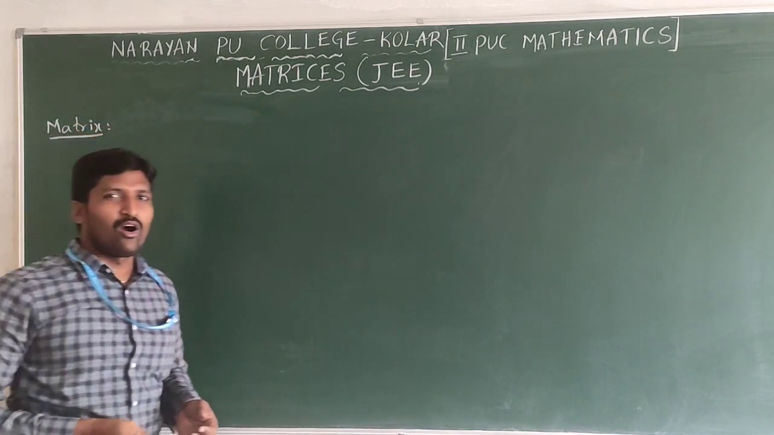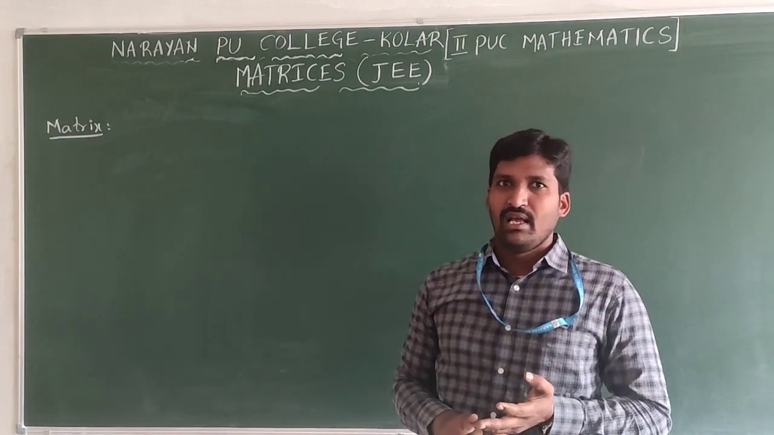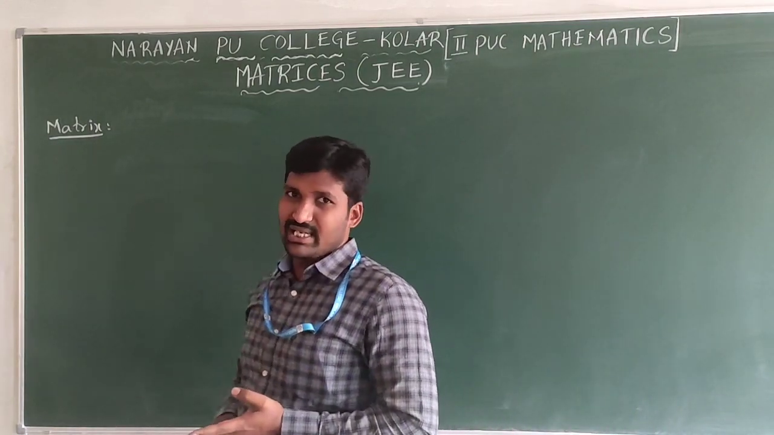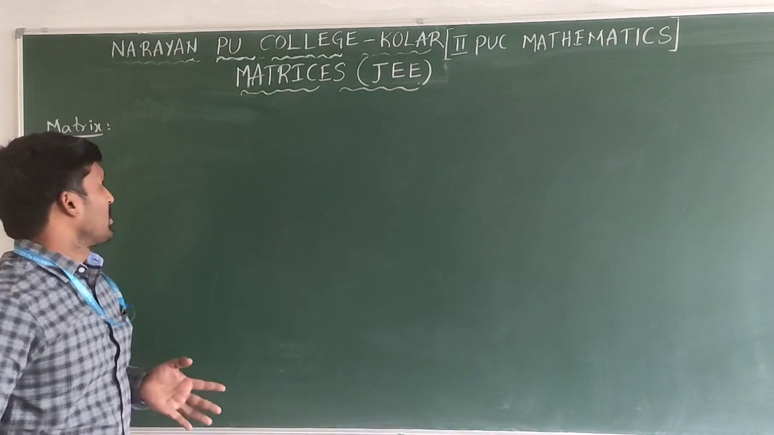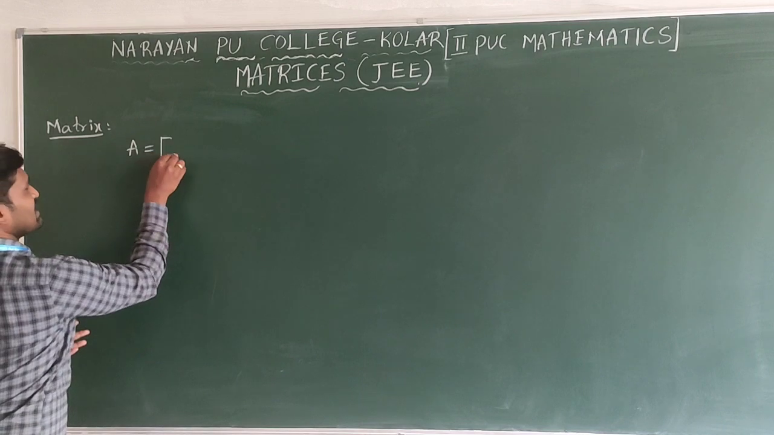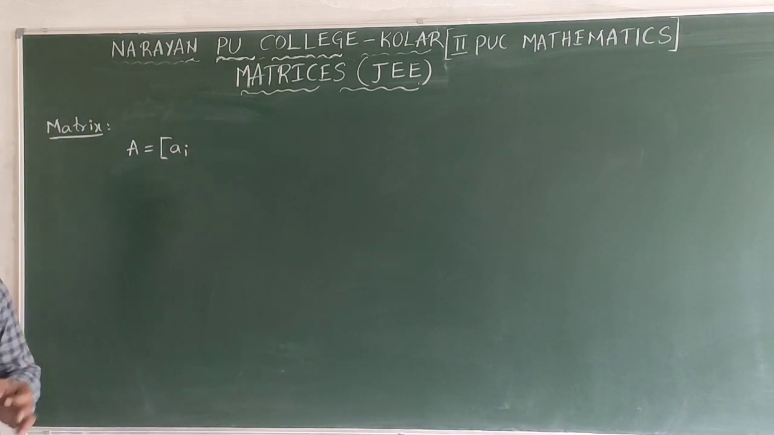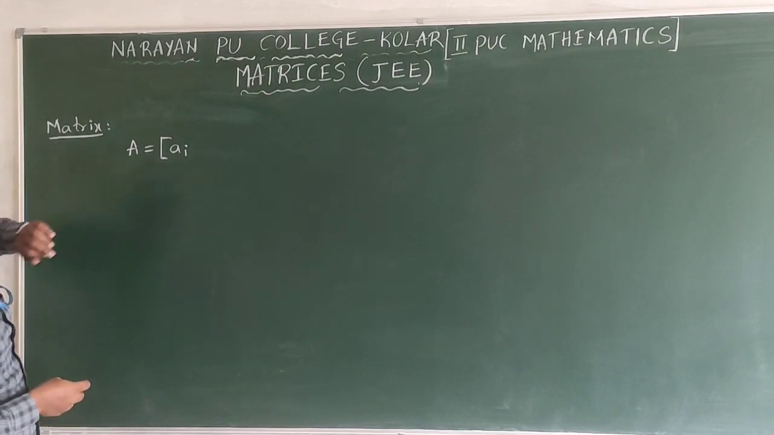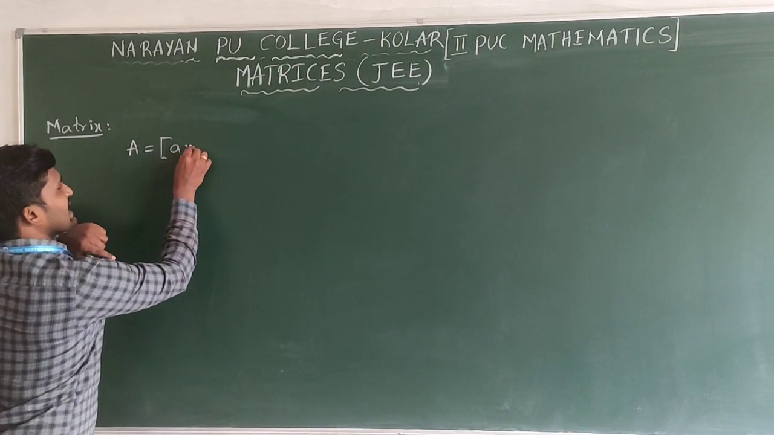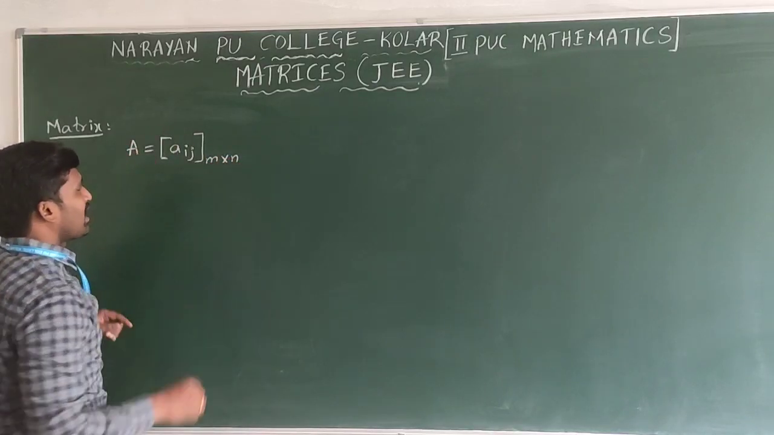A rectangular array of objects or elements having m rows and n columns. M rows and n columns means it is a rectangular array. It is denoted like this. And one more thing, matrices are denoted by only capital letters. Capital A equal to Aij, having m rows and n columns.